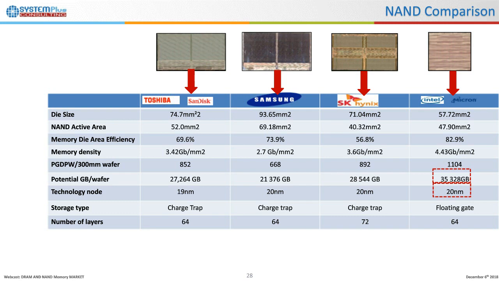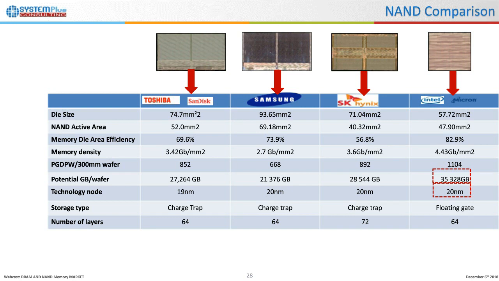We have 4.43 gigabytes per millimeter square for Micron. So with their small NAND die, this actually helps them in having a greater number of potential good dies per each 300 millimeter wafer. We have almost 1,000 dies for Micron and Intel, whilst we look at the other manufacturers that actually have way less than that. So this actually helps Micron to produce a way greater potential gigabytes per wafer.